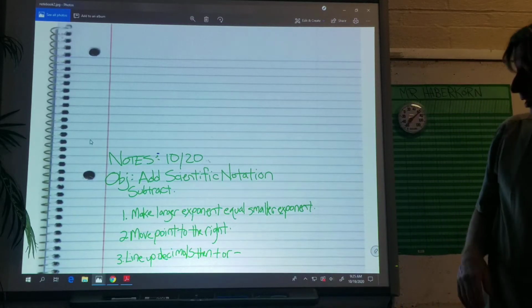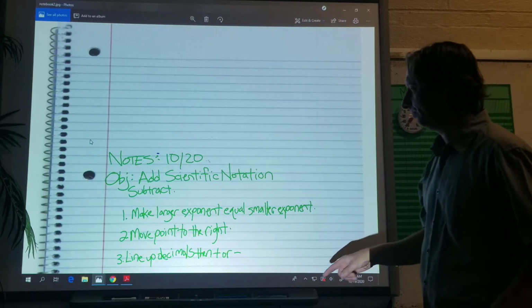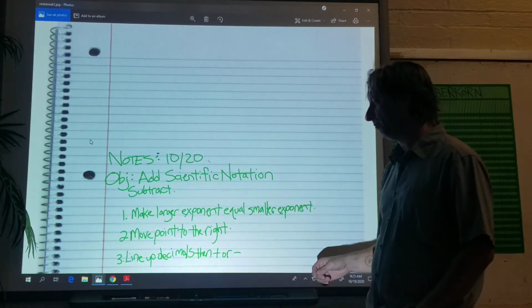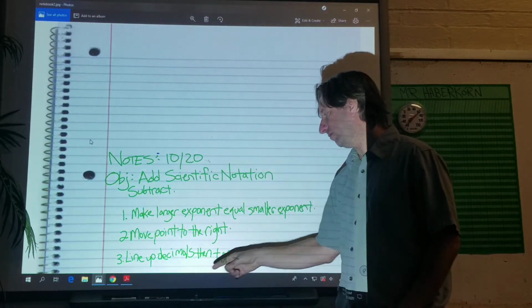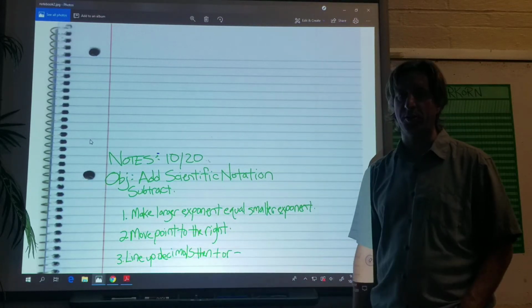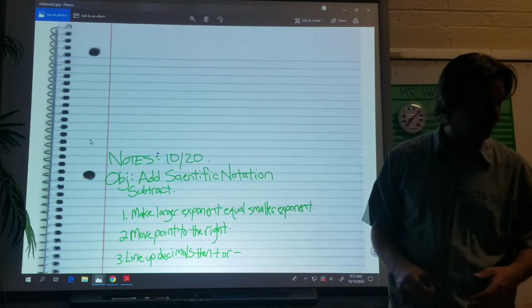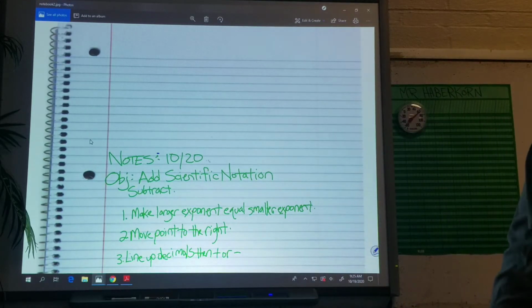All right. So we have steps. Make the larger exponent equal to the smaller exponent. Move your point to the right and line up your decimals and then add or subtract. So that doesn't make any sense yet until I start showing you a problem, okay? So let's take a look at one.